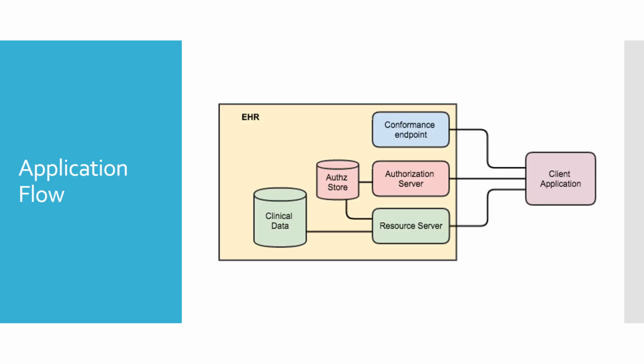Here's the application flow of the module. As you can see on the right side, the client application is our smart application, and on the left side, the EHR is our OpenMRS server. What happens is the smart application makes a request to the conformance endpoint of the OpenMRS OAuth server, which returns useful information such as the authorization endpoint, the token endpoint, and the location of the FHIR. Then the client application uses the authorization server to authorize and then issues a new token to create the request to the FHIR module, which is protected by our OAuth module.